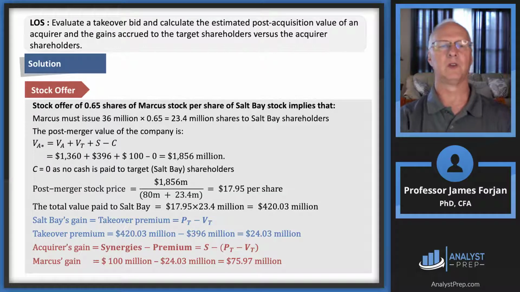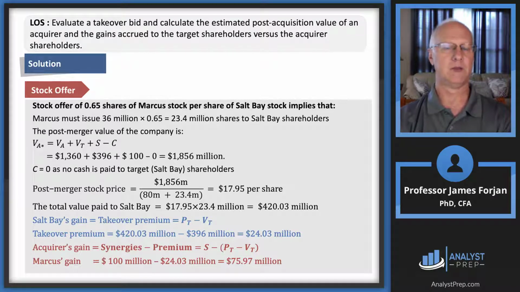All right, so let's go ahead and start with the stock offer. And because of all the math on this slide, it's probably just easiest if we go ahead and read this together. All right, so we must issue around 24 million shares. So we must issue 36 million times that 0.65, right, that we had on the previous page. So if we issue stock, we're going to have to issue 23.4 million shares to those Salt Bay shareholders.